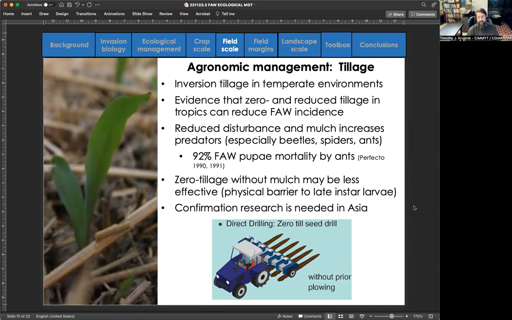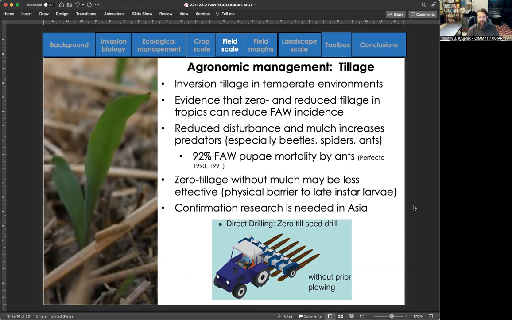Reduced disturbance of the soil and the maintenance of a mulch creates habitat for predators, especially beetles, carabidae beetles, spiders, and ants, and other predators that can predate upon fall armyworm larvae itself if they forage into the crop, and also pupae that are on the soil surface.